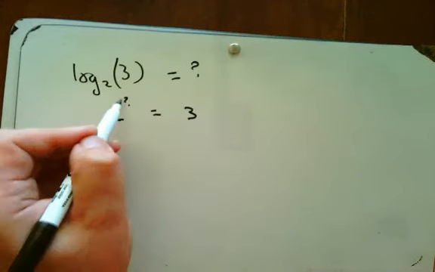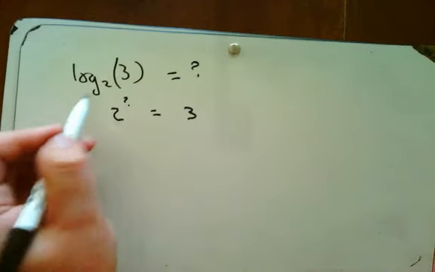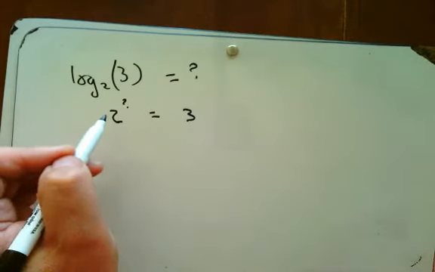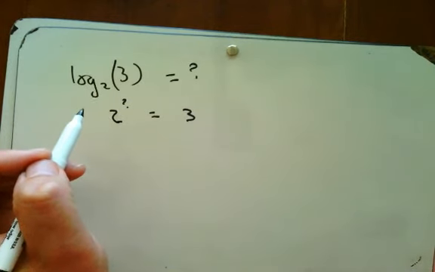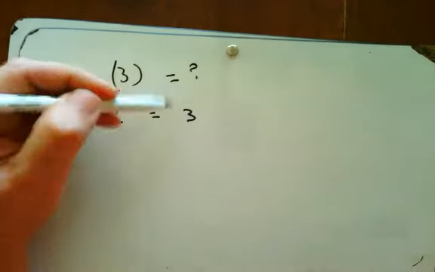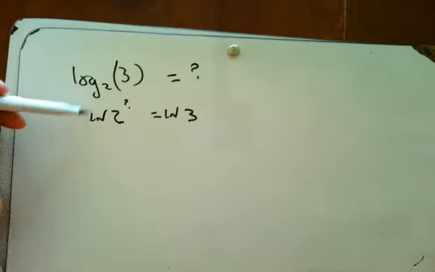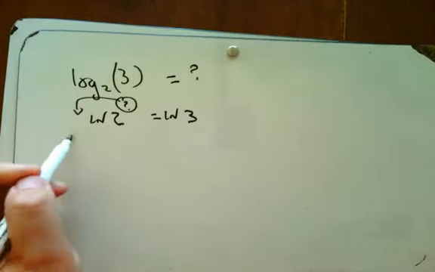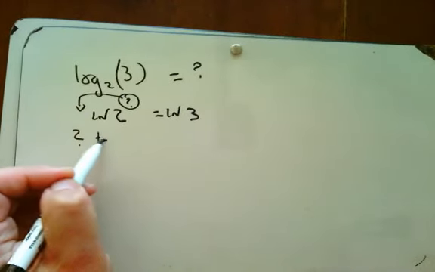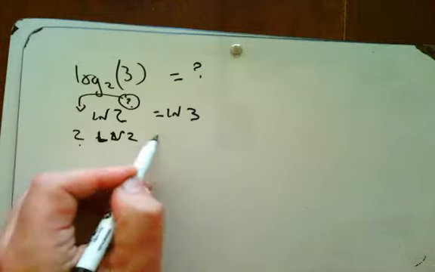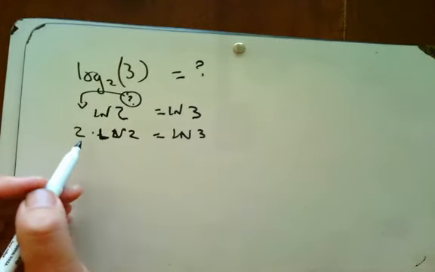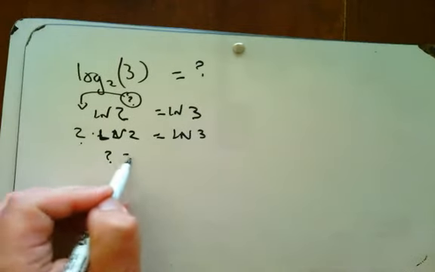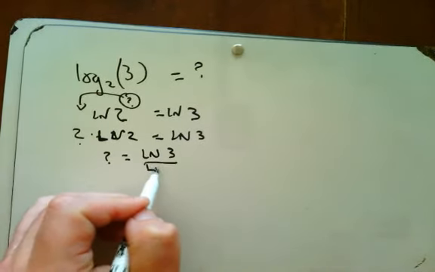So maybe I want this to be the common log, base 10, or maybe I even want it to be ln. So what I'm going to do is first think about this as log base 2 of 3 equals question mark. And then I'm going to rewrite this as 2 to the question mark equals 3. Now what? Well, I want to get this exponent down, but I can only have a power rule in the presence of a log. So just like we talked about exponentiating both sides earlier today, I'm going to take the log or ln of both sides.